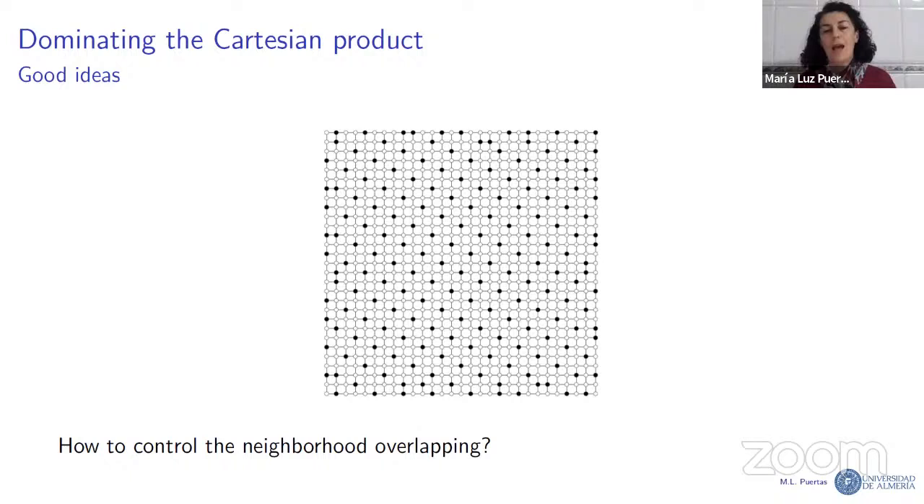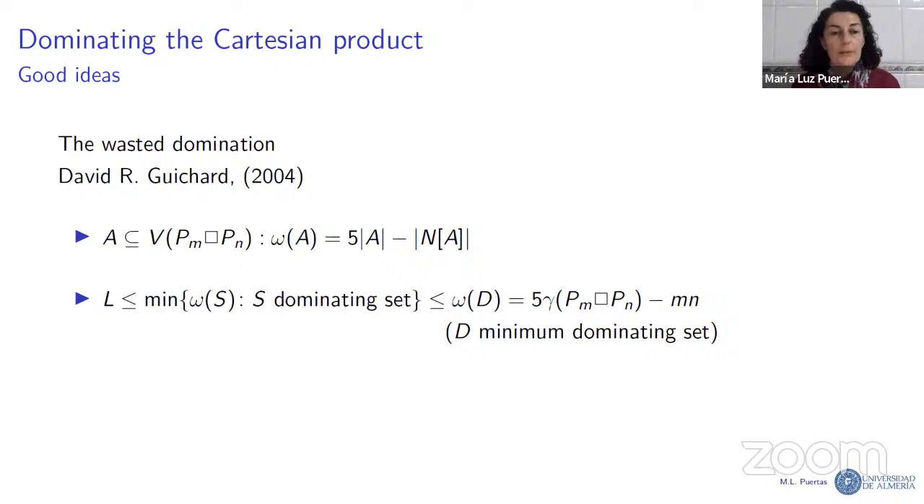In this paper by David Pichard, 2004, he proposed this tool to control the neighborhood overlapping. It is called the waste domination. For any vertex set in the grid, the waste domination is the difference between five times the number of vertices of the set and the number of vertices of the closed neighborhood of the set. If there is no neighborhood overlapping, the waste domination is zero, but next to the border, with this neighborhood overlapping, the waste domination is positive.